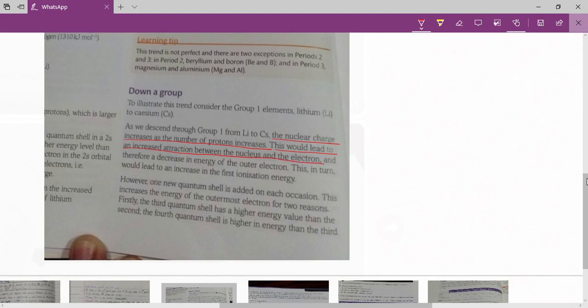So if attraction increases, there is therefore a decrease in energy for the outer electron. I think it's a little bit typical, a little bit difficult to understand, but the way I explain it is the perfect way to understand it. If you learn that, yes, wait, hold on a second.